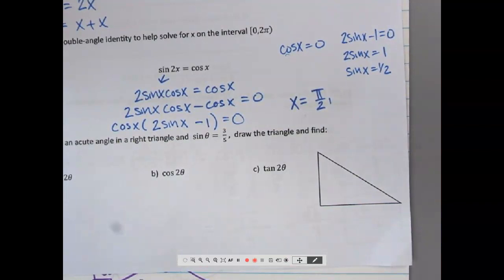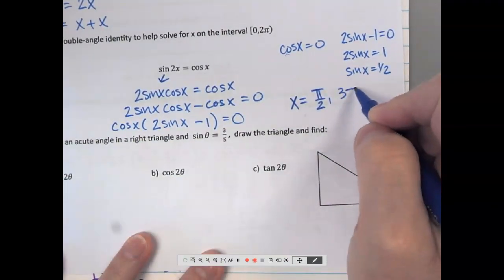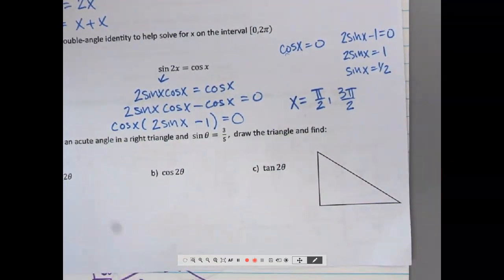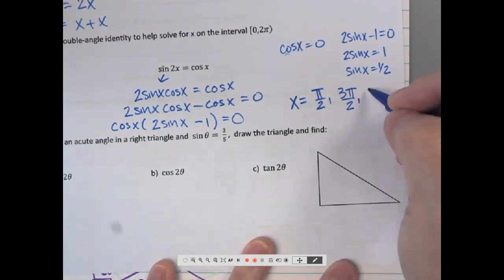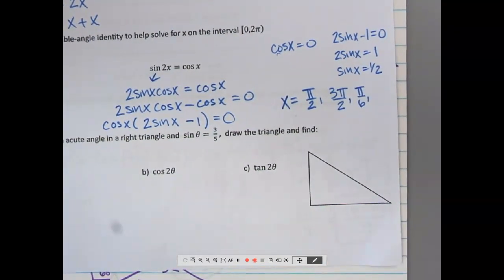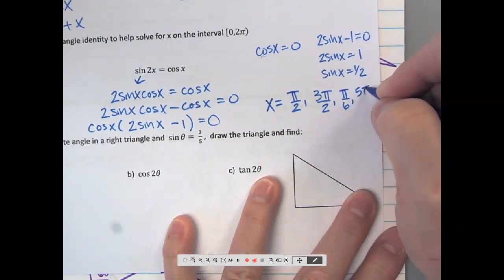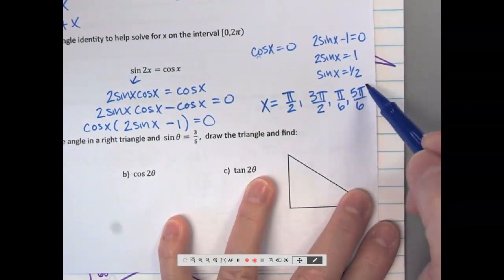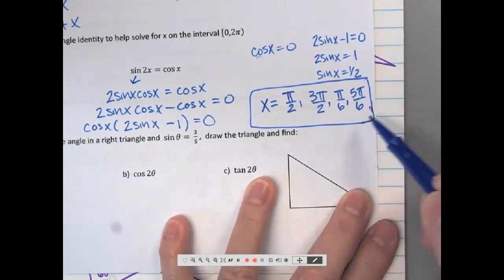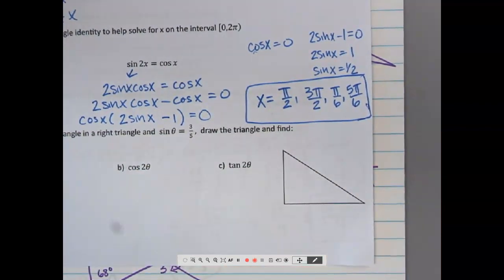All right, Rhett. 3 pi over 2. Both of those are where cosine is 0. Now, someone find me where sine is 1/2. Pi over 6, aka 30 degrees, right? And any others? 5 pi over 6. Nice. Did we get them all? If I'm not looking for plus or minus, only positive, then we got them all. When do I do plus or minus on these? When I square root both sides. Nice.